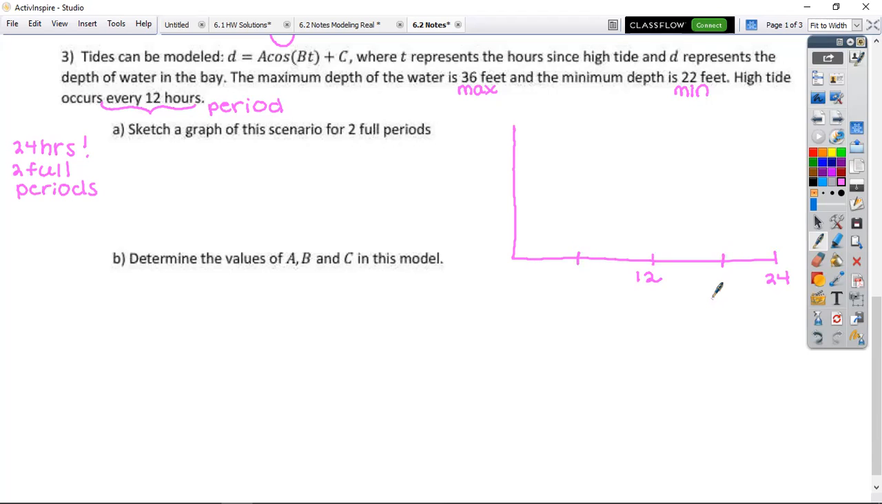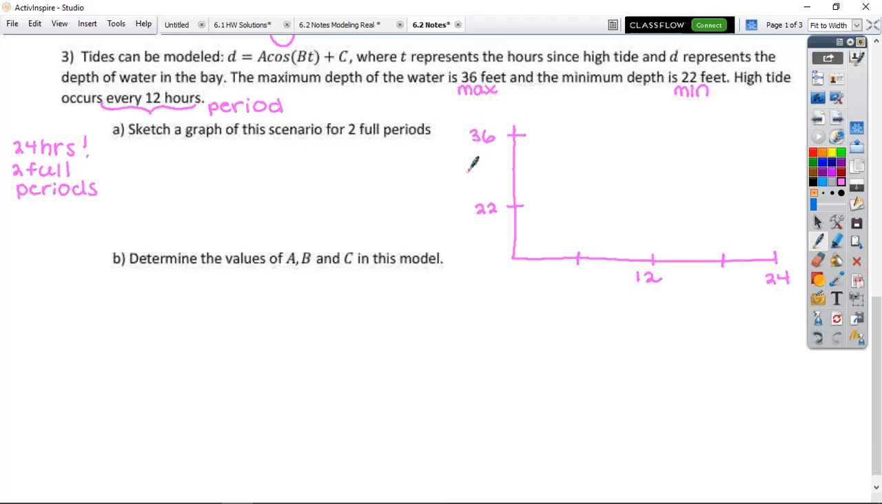And now you're going to do your max and min. So minimum is like 22, and maximum up here at 36. And you're going to sketch.